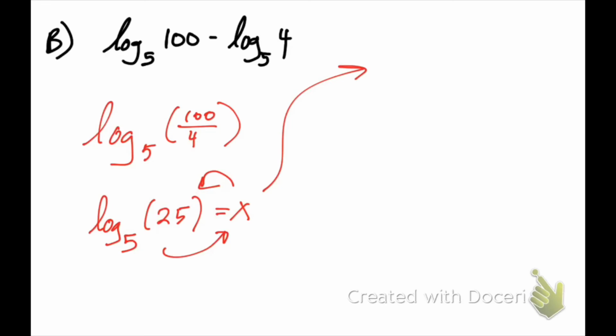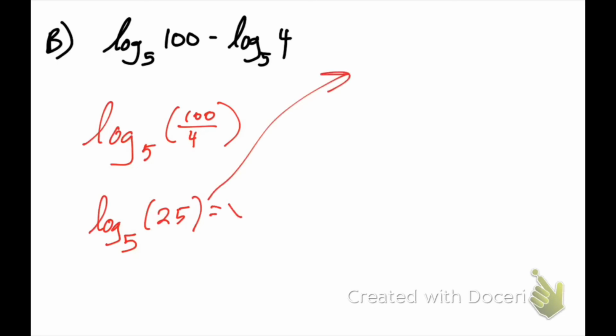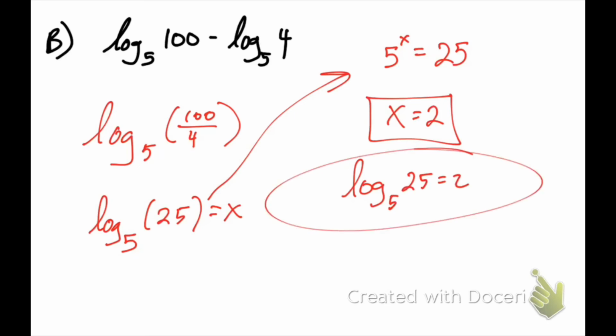Now, back up really quick, if it just said write as a single logarithm, I could stop here. But if it says simplify, then I can continue. Set it equal to x and recycle. 5 to the power of x equals 25, so 5 obviously squared. X is equal to 2. So this logarithm, log base 5 of 25 equals 2. And that's it. So it's pretty straightforward.